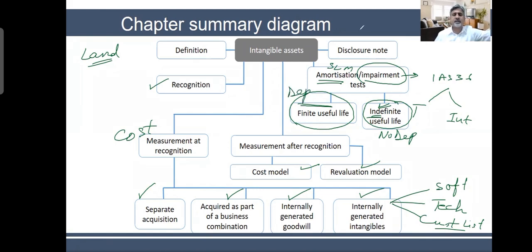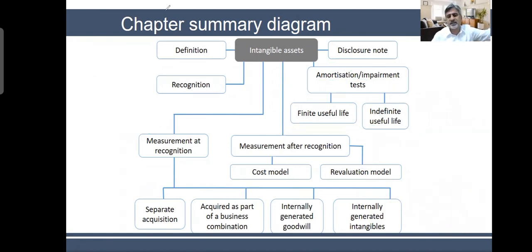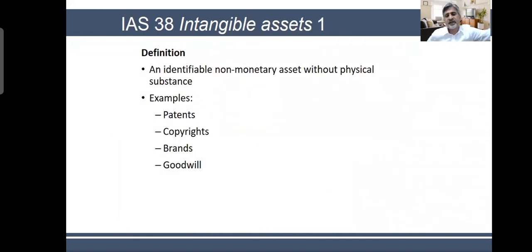So this is like a quick summary of the topics which we are going to discuss. And the standard will take 20-25 minutes. It's not really long. So examples of IAS 38 intangible assets are identifiable non-monetary assets. So the word here is that they are identifiable. Identifiable means that there is some documentation behind that, there is some contract behind it, some invoice, some purchase, some proof or something. And it is a non-monetary asset without physical substance. Examples are patents, copyrights, brands, and goodwill.